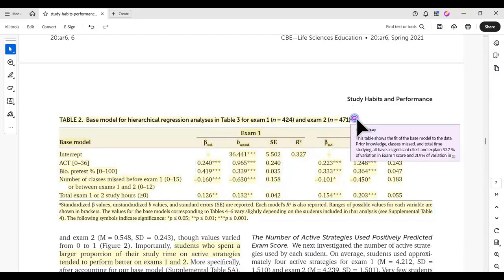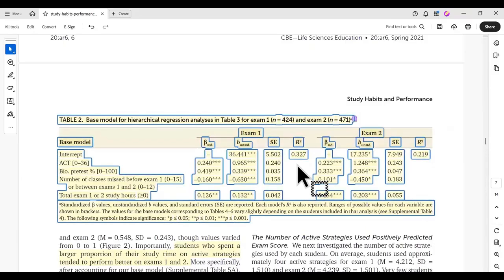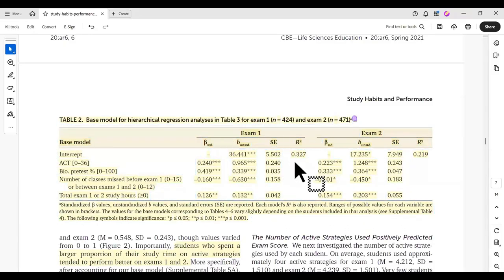Now, my little summary of this table is that this table shows the fit of the base model to the data, and prior knowledge, classes missed, and total time studying all have a significant effect and explain 32.7% of variation in exam 1 score and 21.9% of variation in exam 2 score. So notice these R squareds here, and this is a multivariate model, but R squared is interpreted exactly the same way. So if we combine all these variables together, then we've explained 0.327 of the variation in exam scores, right?